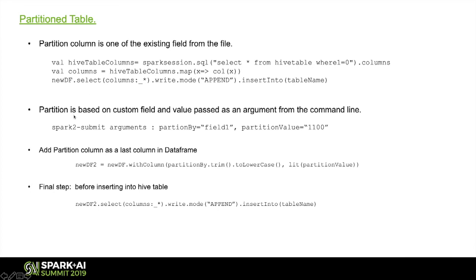The second one is where the partition column doesn't exist in the existing data frame. So I want to pass this as an argument. What you can do is pass this as arguments, partition by field and partition value. Before you write to the Hive, you can just say partition by, lowercase, and the partition value. So far, so good. And the final step, before inserting into the Hive table, you just take the columns and then insert into the Hive table.